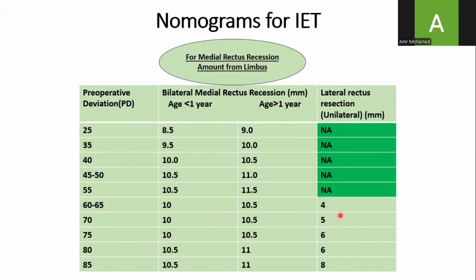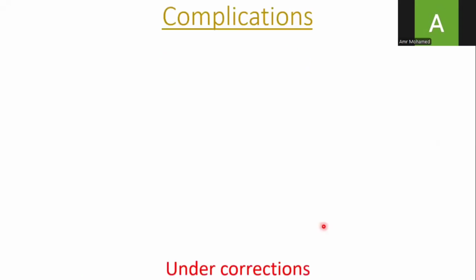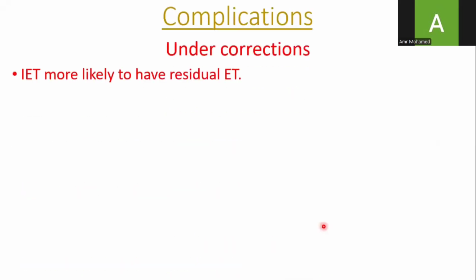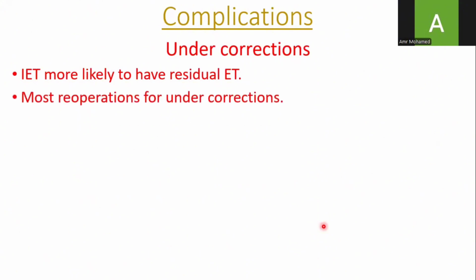For lateral rectus resection, we usually measure from the lateral rectus insertion. So for example, if a patient has 70 prism diopter esotropia and is more than 1 year old, we will do 10.5 millimeter recession in both eyes with unilateral lateral rectus resection of 5 millimeter in one of the eyes. Complications: undercorrections. Infantile esotropia is more likely to have residual esotropia, and most reoperations are for undercorrections.